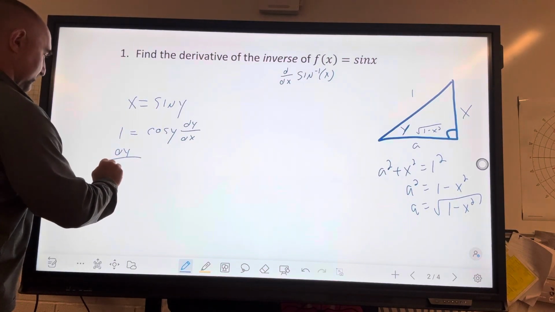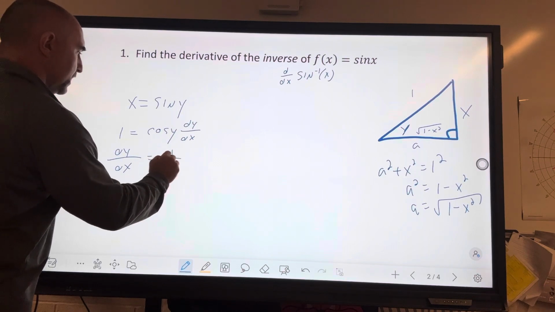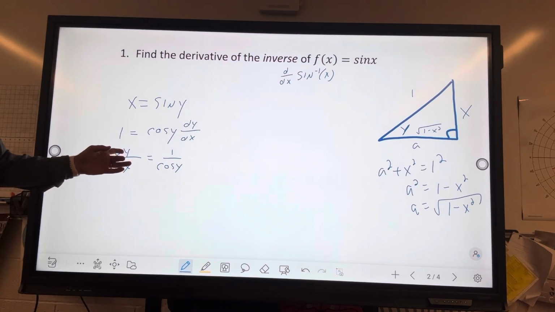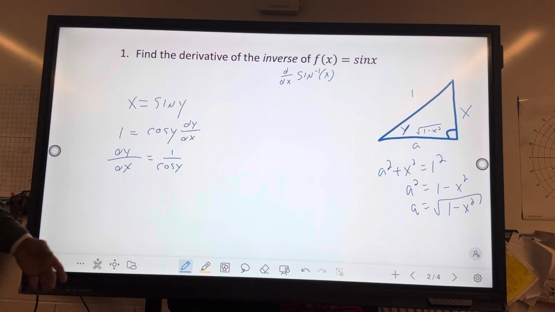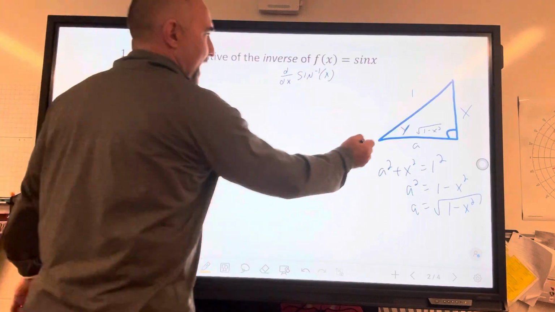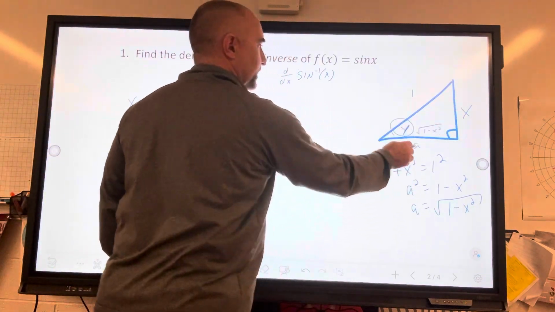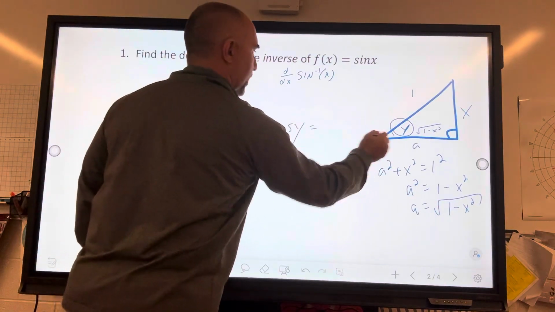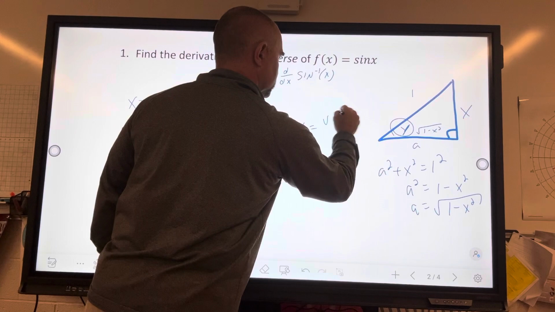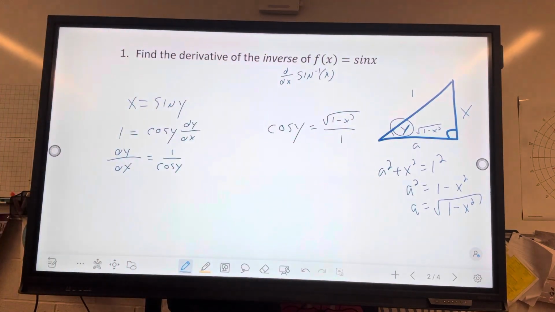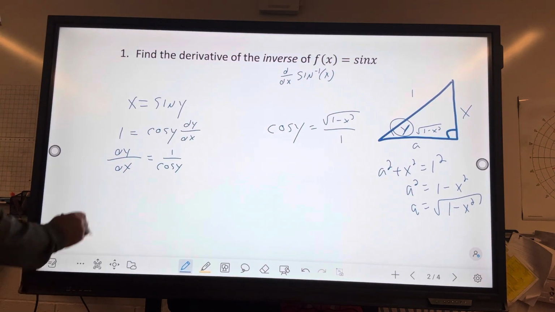Divide both sides by cosine y. And sure, we can write that as secant y if we want. I'll leave it as 1 over cosine y. But I want to get my dy/dx only in terms of x's. So what is the cosine of y? Well, that's why we did this triangle over here. We have an angle of y, and we have an opposite, an adjacent, and a hypotenuse. So what is the cosine of y? Cosine of y is adjacent, which is the square root of 1 minus x squared, over hypotenuse, so just the square root of 1 minus x squared.